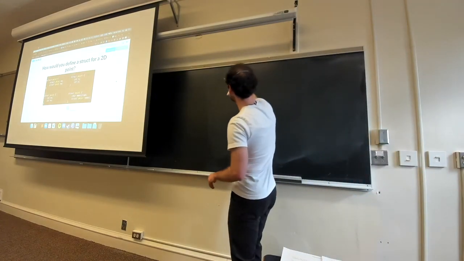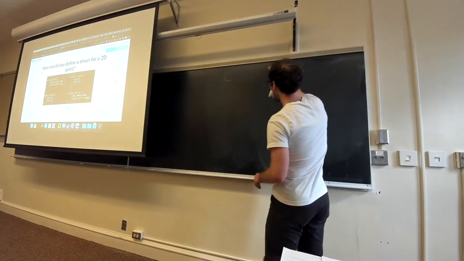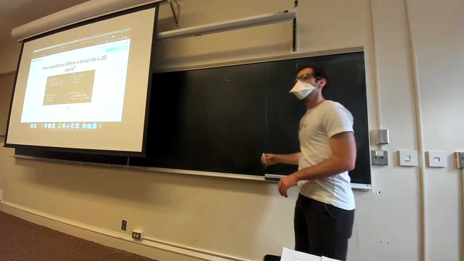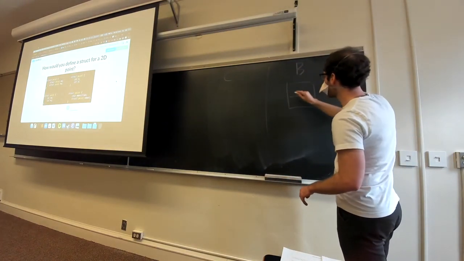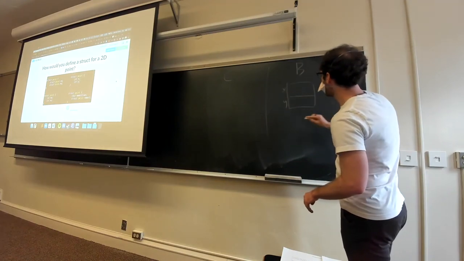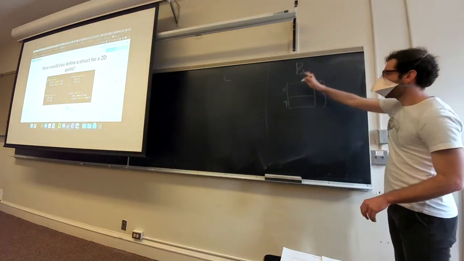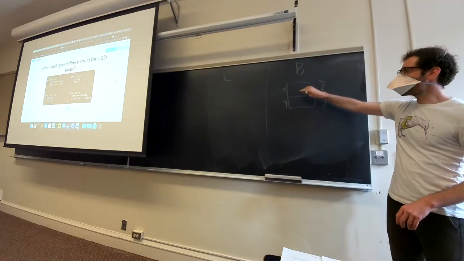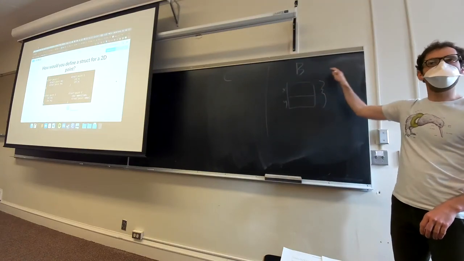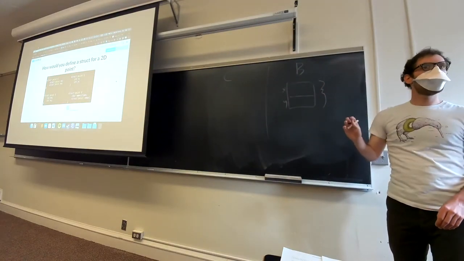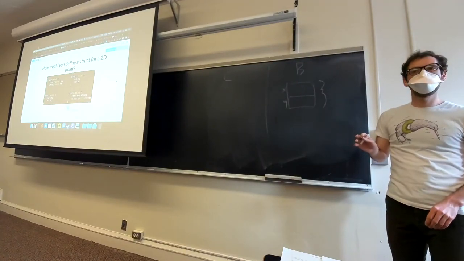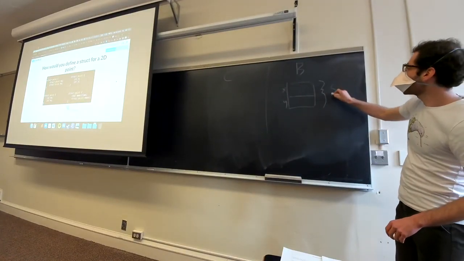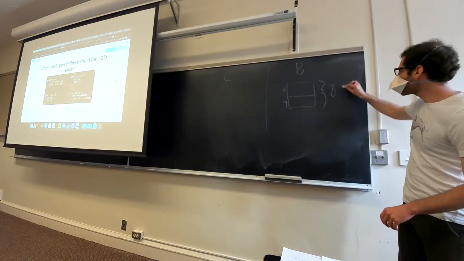Just to draw a picture of each of these, in B, we have a single chunk of memory that has two ints in it. How many total bytes would this chunk of memory be? Eight. Yeah, four for each of the ints, that gives us 8 bytes.